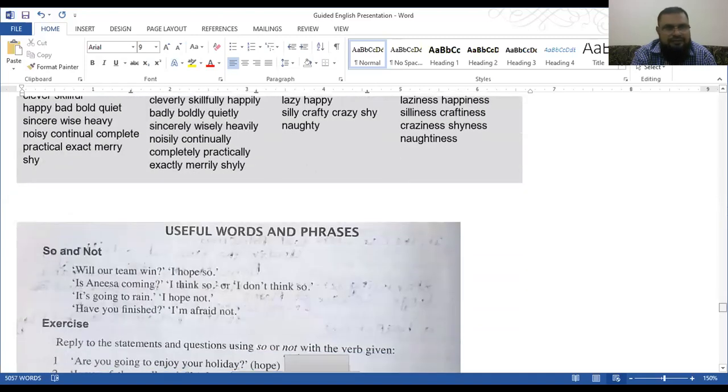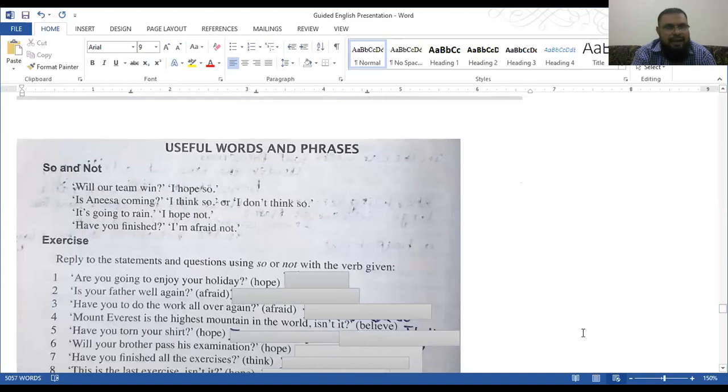Now useful words and phrases. So and not. Page number 58 again. Will our team win? I hope so. Is Anisha coming? I think so, or I don't think so. It's going to rain. I hope not. Have you finished? I'm afraid not.